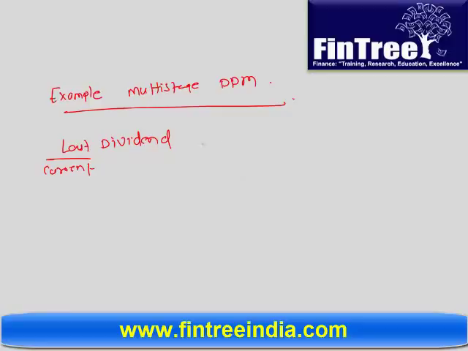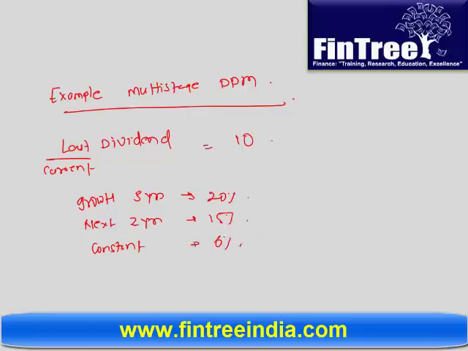So let's say last dividend 10 rupees. Growth rate for 3 years is 20%. Then for next 2 years is 15%, and after that a constant growth rate, or a growth rate forever, would be 6%. Cost of equity is 18%. Find out value of the stock.